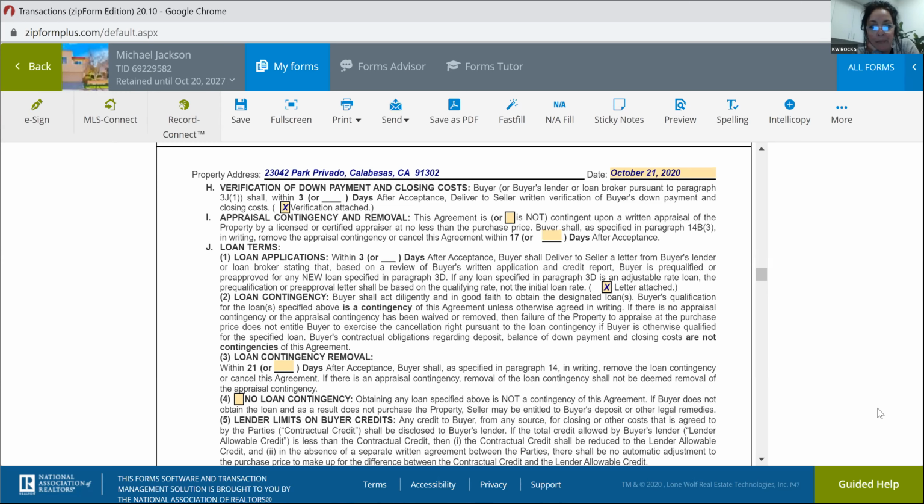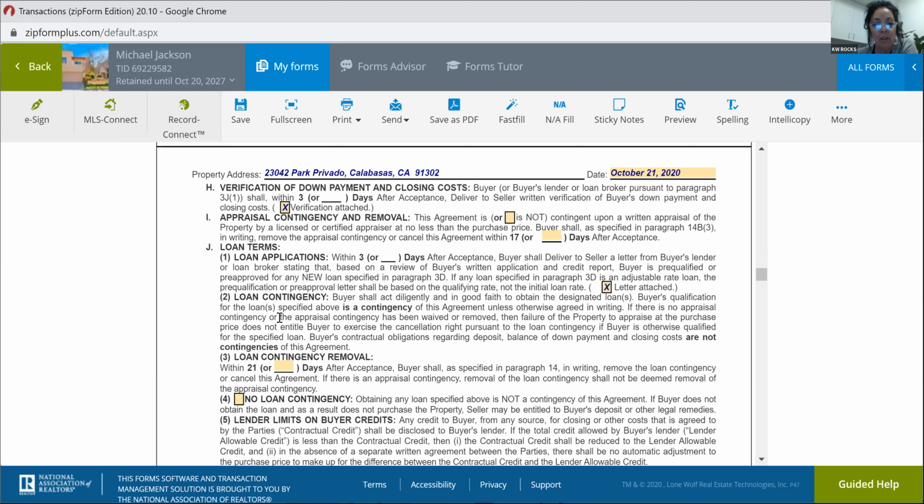So, okay, loan applications. Here on one, it's just, hey, we're not waiting 3 days. I always want this checked. Like I said, the verification attached and letter attached for the loan. So this is regarding your pre-approval letter from your lender or your DU, right? You'll have that letter attached here.